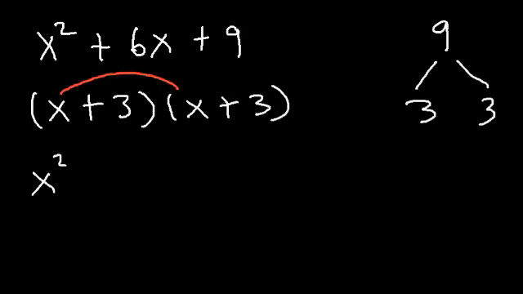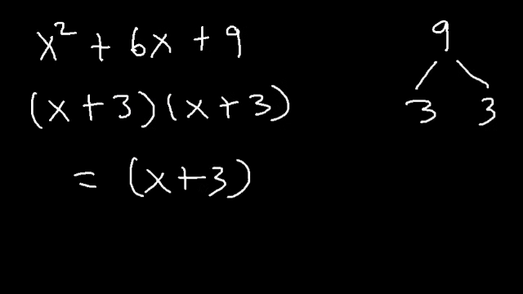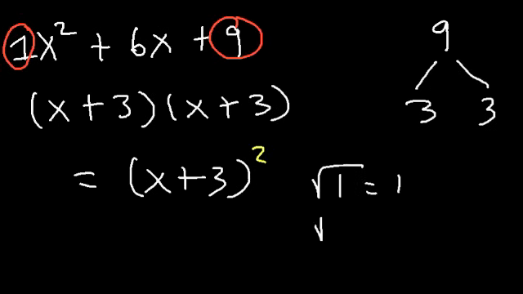So we know this is the answer. But we can write it as x plus 3 squared, which makes it a perfect square trinomial. So how do we know if a trinomial is a perfect square? Focus on the first coefficient and the constant term. The square root of 1 is 1, and the square root of 9 is 3. If you multiply these two numbers, you're going to get 3. And if that result is half of the middle term, then it's going to be a perfect square trinomial.